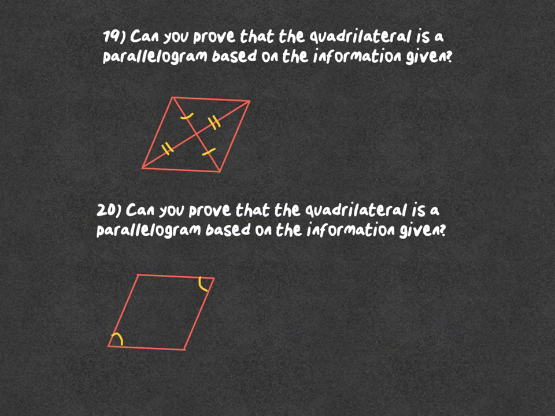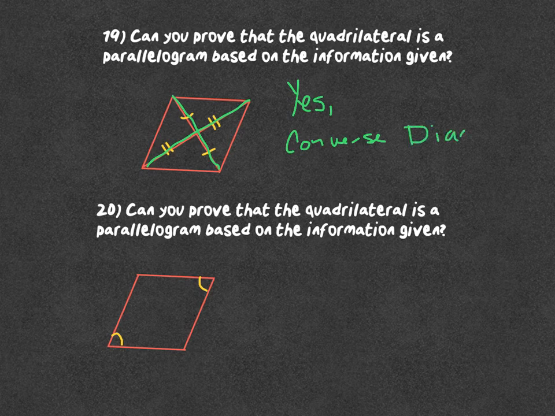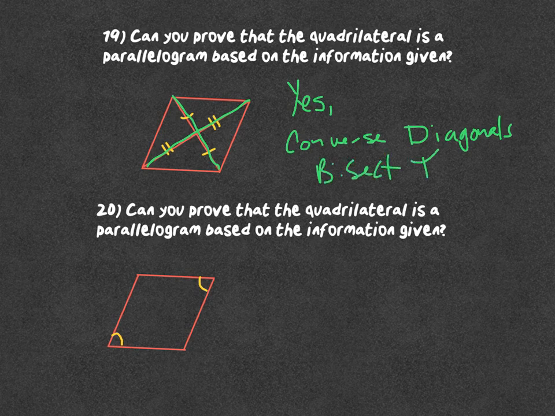For these last examples, we want to be able to say if we can prove that the quadrilateral is a parallelogram based on the information that we have. So in this picture, we have the diagonals here bisecting each other. So we can say that this is a parallelogram. And my reasoning would be the converse to the diagonals bisect theorem.